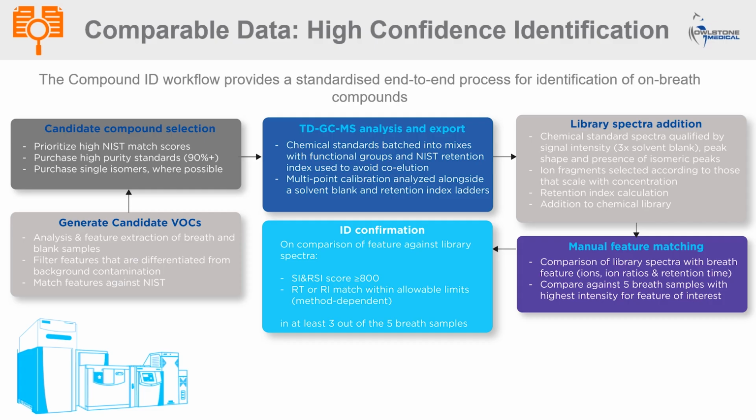For each feature of interest, we choose the 5 breath samples that have that feature in highest abundance. An ID is confirmed then when the feature matches against the library spectrum with an SI and RSI score of 800 or more, and with a retention time or retention index match within a predefined limit. So that limit is calculated based on the particular analytical method that's being used. These match criteria must be met in at least 3 of the 5 breath samples tested.